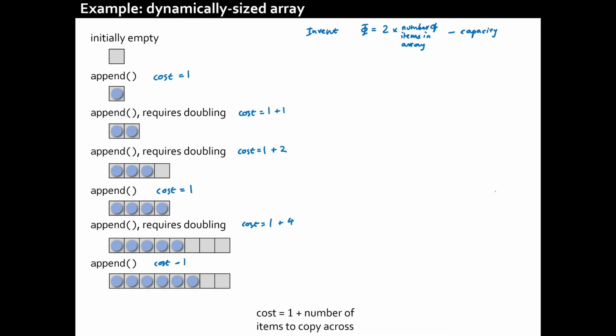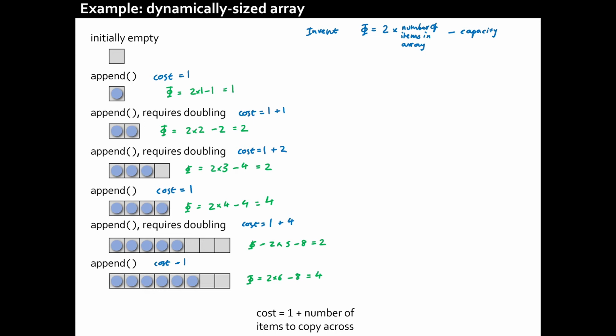So let's go ahead and work out the potential associated with each of these states. For this state, phi is equal to twice the number of items in the array, 2 times 1, minus the capacity, which is 1. For the second state, phi is equal to 2 times the number of items in the array, which is 2, minus capacity, so we're left with potential 2. Okay, so these are the costs and the potentials.